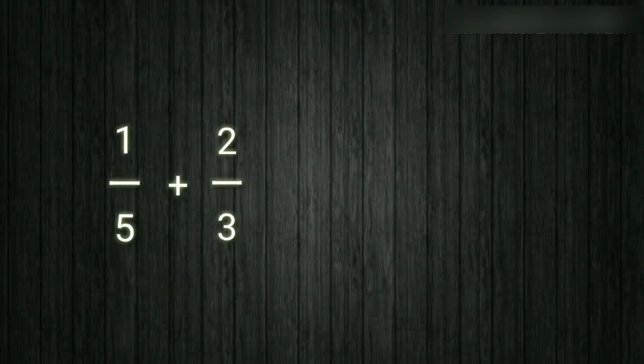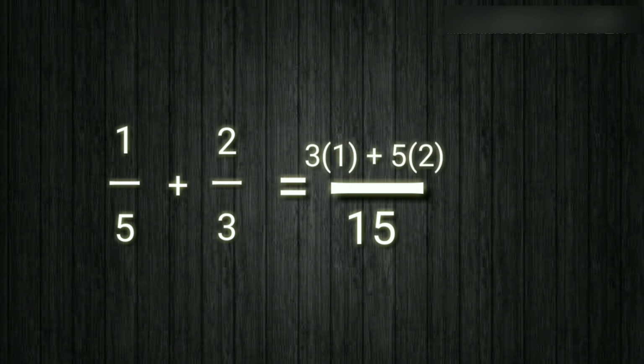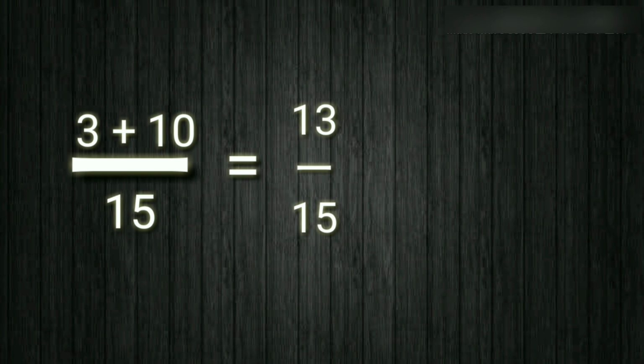But first, we will multiply the denominators. 5 times 3 equals 15. Then cross-multiply denominator and numerator, which is 3 times 1 and 5 times 2. So 3 times 1 is equal to 3 and 5 times 2 is equal to 10. Copy the denominator 15. So 3 plus 10 is equal to 13, over the denominator 15. Our final answer now is 13/15.